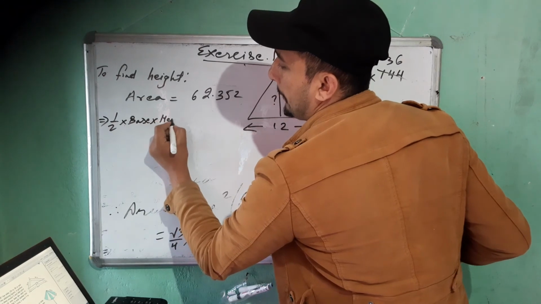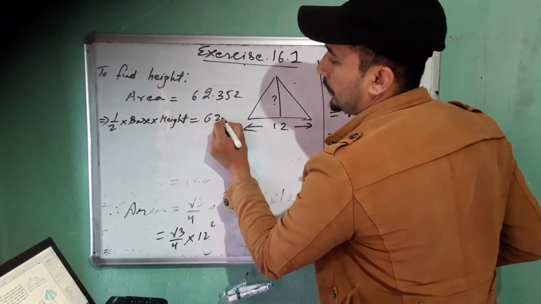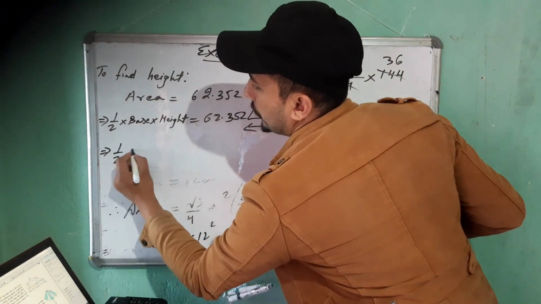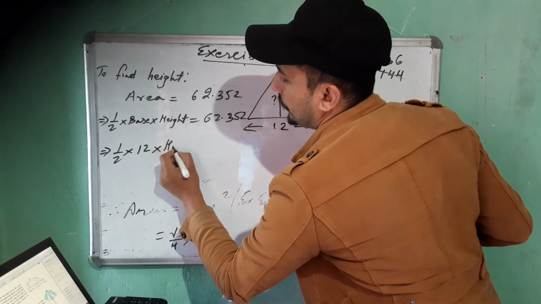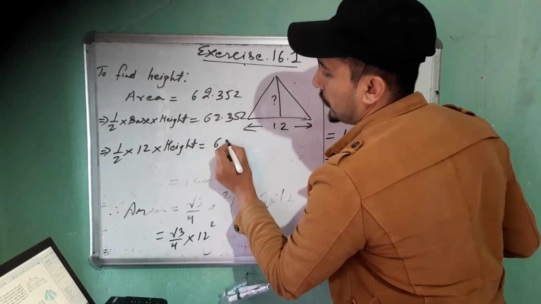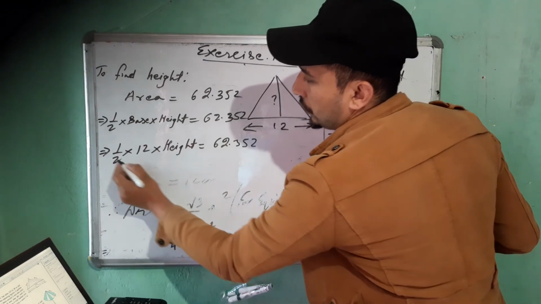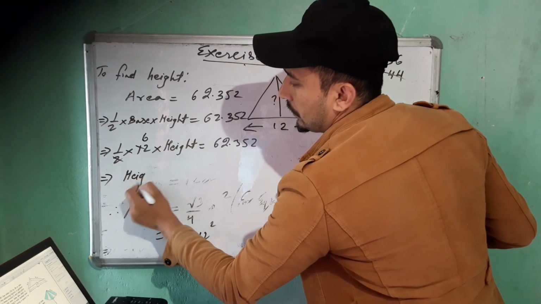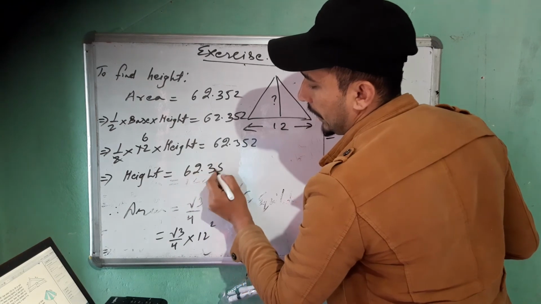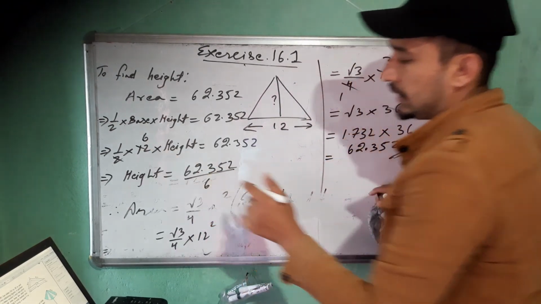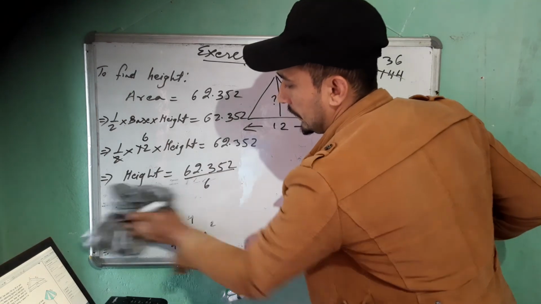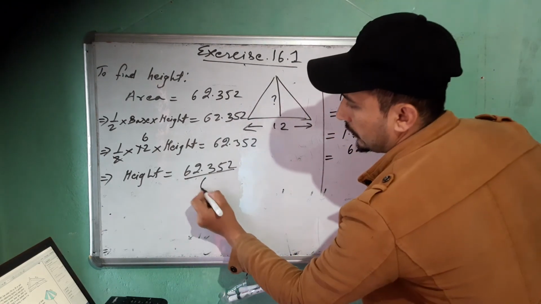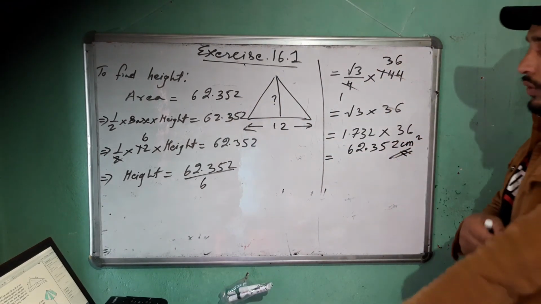into height is equal to 62.352. So half into base is 12 into height, which is unknown, equals 62.352. 2 6s are 12, so it implies height will be equal to 62.352 divided by 6. This 6 comes in the denominator. Divided by 6. So you do the division work.